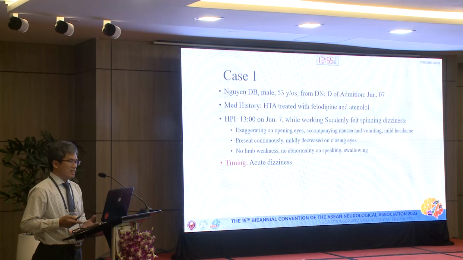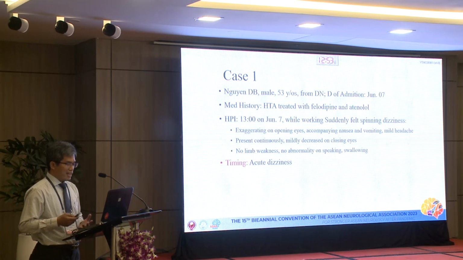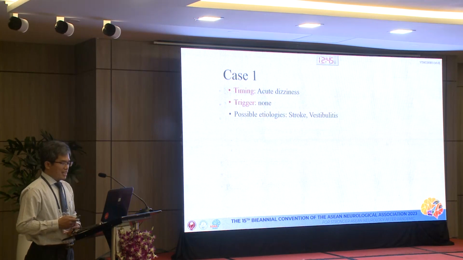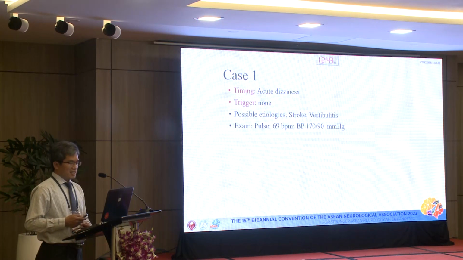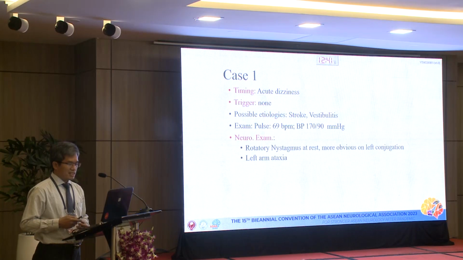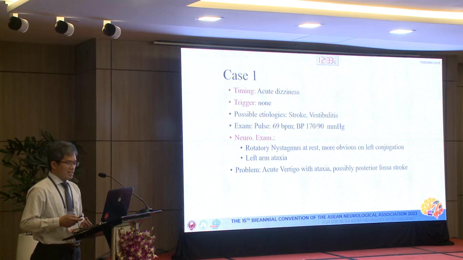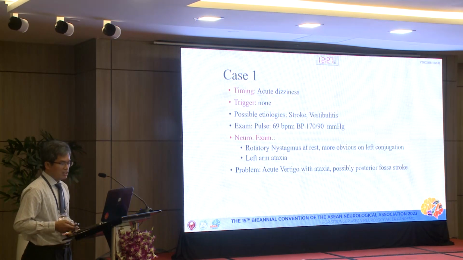So for the timing, it's acute, isn't it? And there's no trigger. So the possible etiology is stroke and vestibulitis. Then we do the examination, which shows a rotatory nystagmus at rest and left arm ataxia. So we can suggest that this is possibly acute vertigo with ataxia, and possibly a posterior stroke.